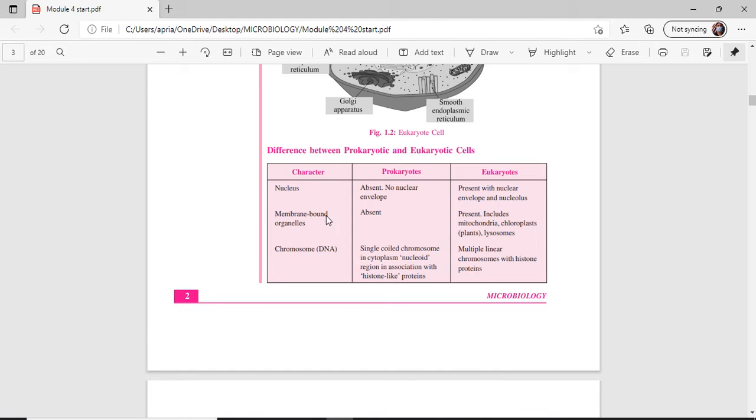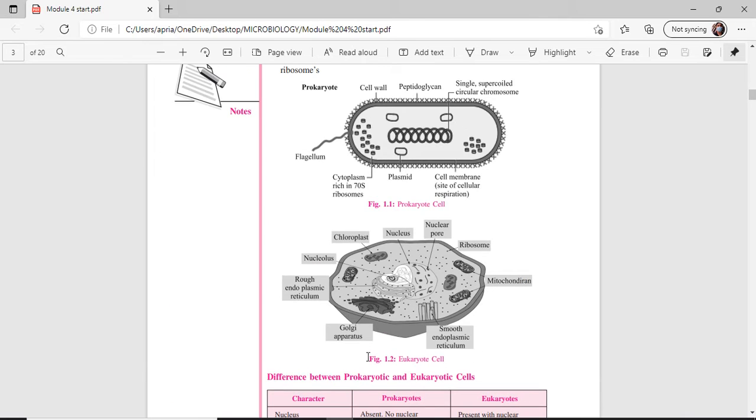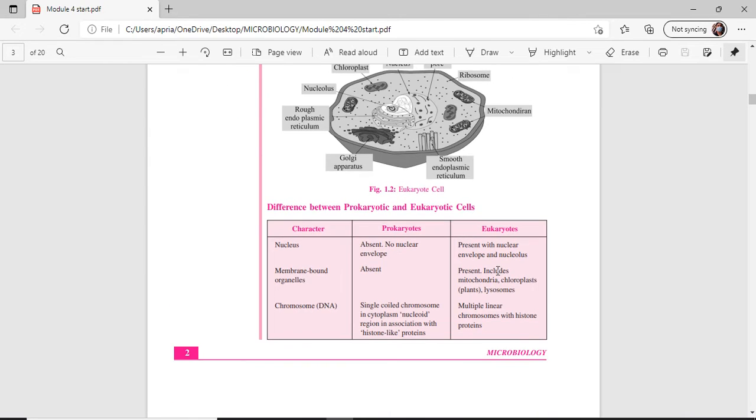You have the nucleus in prokaryotes. Okay, you can see here there is no nucleus, so it is absent. Then in eukaryotes, that is your nucleus, with the nuclear envelope and the nucleus.